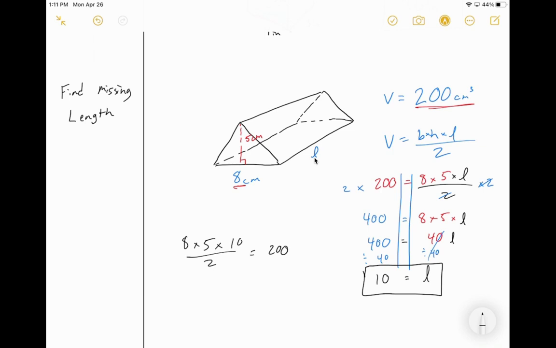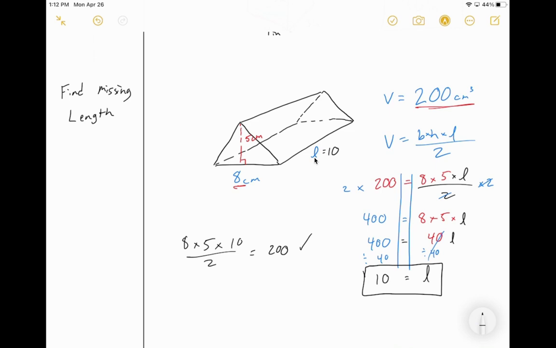Try and do that in your calculator. 8 times 5, so base times height times length, because I said the length is equal to 10, divided by 2 is 200. And that does check out when I put it in my calculator. All right, so this is a real tough problem, trying to find the missing length. You have to think backwards. You have to undo what you normally would do. Normally, I would just multiply the 3 numbers, then divide by 2. So I'm going to do the opposite. I'm going to multiply by 2 and then do the other numbers.